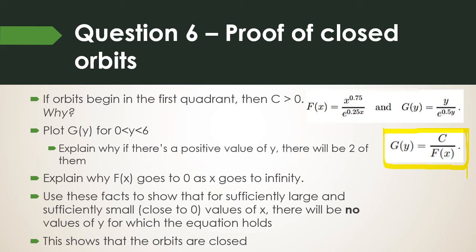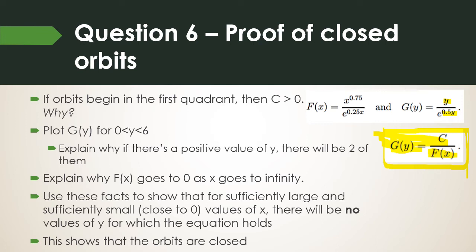And again, the way to do this is to go back to this equation over here, which relates g of y to f of x. And so for sufficiently large or small values of x, what happens to this, and then what happens to this equation over here? Then what does that tell us about g of y? And what happens to g of y? What does that tell us about the actual values of y in the equation? And so that's how you relate it back to show that there will actually be no values of y for which the equation holds for large values of x.